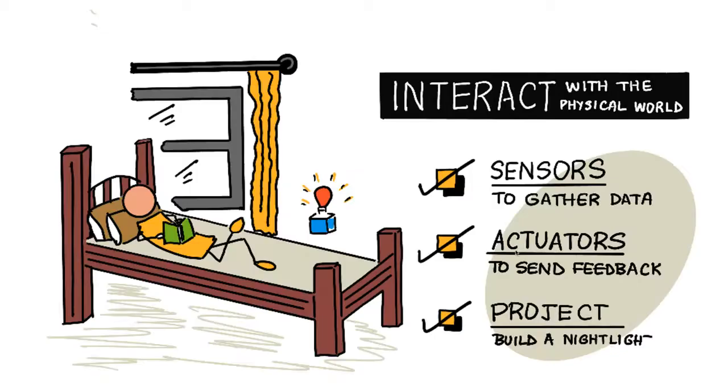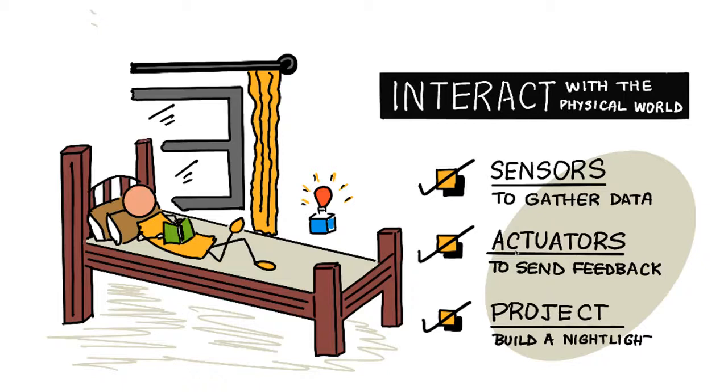So let's dive right in. Let's talk about today's lesson. Today, we're going to be interacting with the physical world. So the whole point of IoT is that things interact with the physical world. They gather data using sensors. That data goes to the cloud or other services. Decisions are made, and they are converted back to physical interactions using actuators. And that's what we're looking at today.